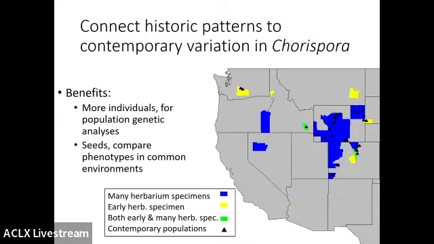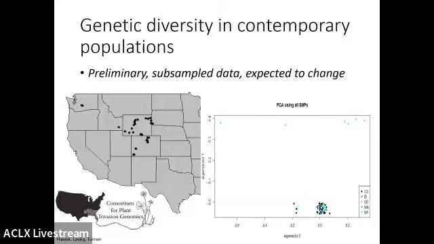And also I can get seeds from contemporary populations. And once I have seeds, then I can do elaborate common garden experiments to try to associate phenotypic variation with genetic variation. We actually have some sequencing data back from some of these contemporary populations. And I got to work with an undergraduate researcher over this past summer, Rachel Havoc, to see how these contemporary populations are related to each other.